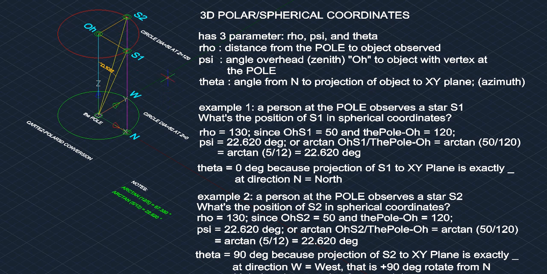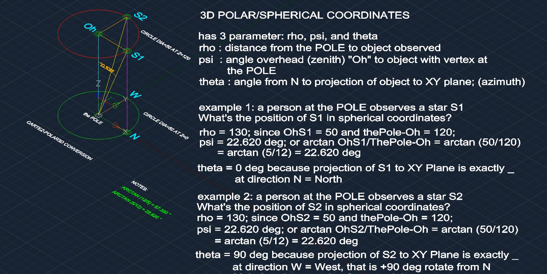Okay, we see example one. A person at the pole observes a star S1. What's the position of S1 in spherical coordinates? We see this circle here has a radius of 50 units, and the height here is z equals 120. The elevation of S1 is 120 units.